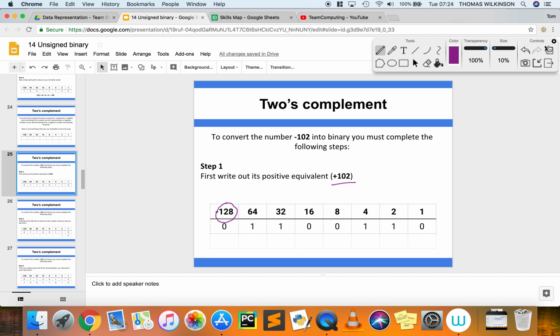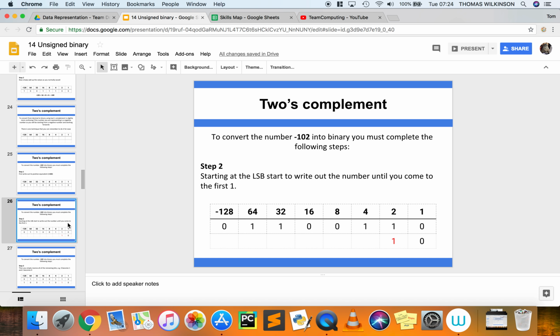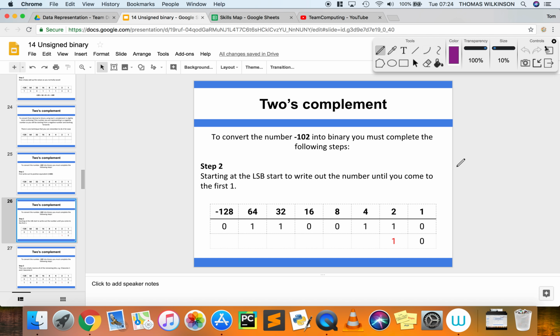What we're then going to do is start with the least significant bit, and the least significant bit in a binary number, which you will have seen in one of our other video tutorials, is the number on the furthest right hand side in binary, because that is the smallest binary number, and we're going to start there.